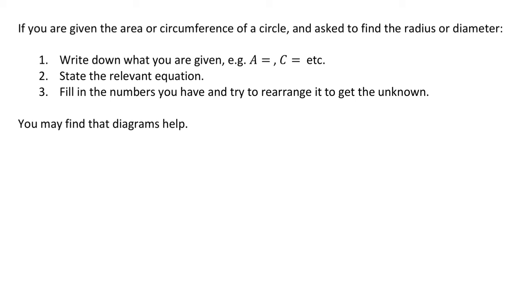If we're given the area or circumference of a circle and asked to find the radius, we should first of all write down what we're given, so whether it's the area or the circumference, and use the formula for that. Then put in the relevant information and try and rearrange it to get the unknown. And quite often diagrams in these will help.